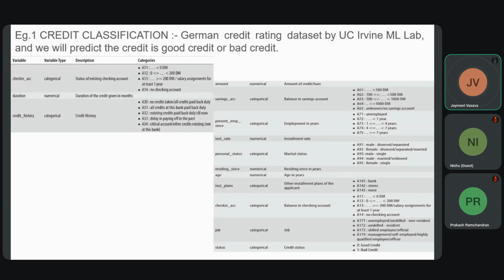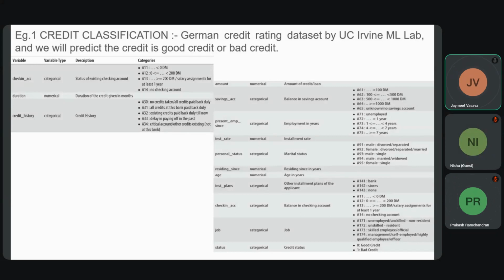Then the duration, it does not have a specific category to it. Then the credit history, A30 to A34. So this is Deutschmark, right? Sorry? Deutschmark. DM is Deutschmark. Yes, German currency. Okay.